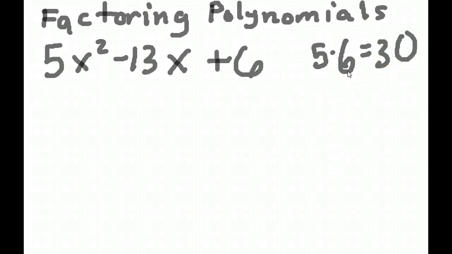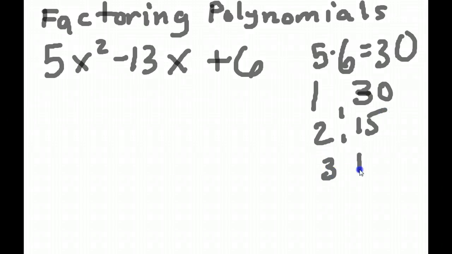Okay, so what we're trying to do is break apart this middle term, which is a negative 13x. So the first thing we do, like I said, multiply our first coefficient with our last. 5 times 6 is 30. And then we look at 30 and say, what two factors of 30 add up to negative 13? So let's look at the factors of 30. We have 1 and 30. We have 2 and 15. We have 3 and 10. And so on and so on. But we know it's 3 and 10 because 3 plus 10 equals 13.